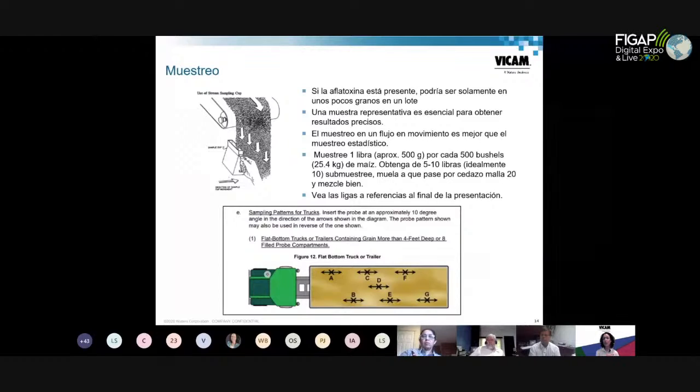It's good to obtain probe samples in 5 to 10 places, samples of about a pound, which is about 500 grams, ideally 10 samples, and grind them all. So they grind them all very, very small, so they pass through a 20 mesh sieve, and mix it very well.